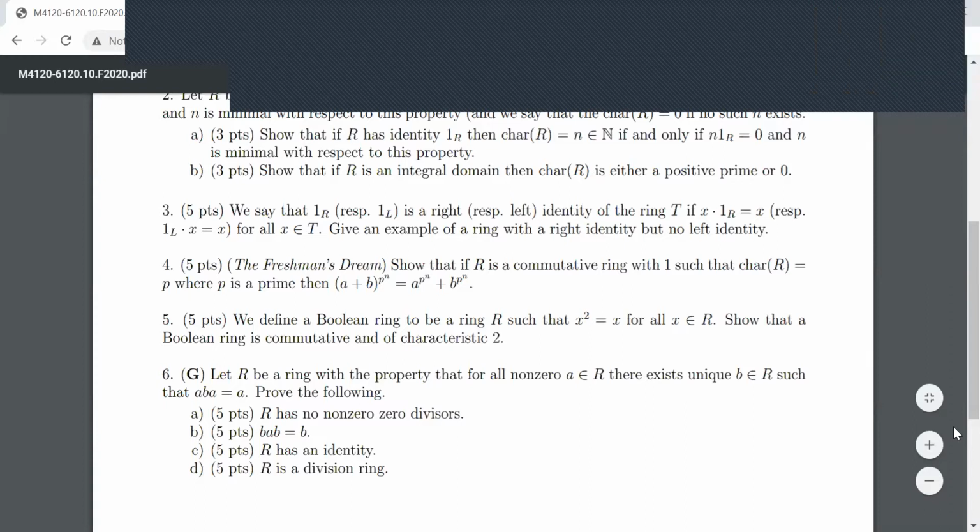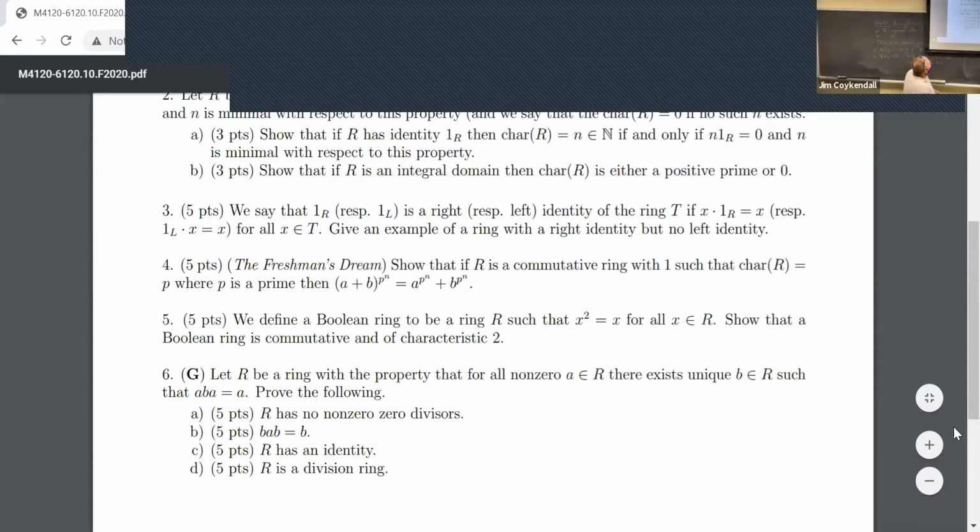Well, it turns out that if you have a ring with characteristic p where p is prime, then that works. You have (a plus b) to the p to the n power is a to the p to the n plus b to the p to the n, which is why this is called freshman's dream. My hint to you is to do this by induction. It's actually fairly easy by induction, the base case being the hardest one.